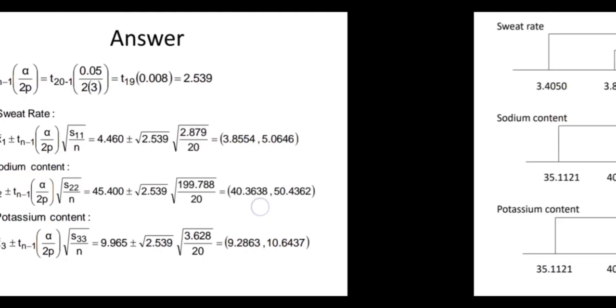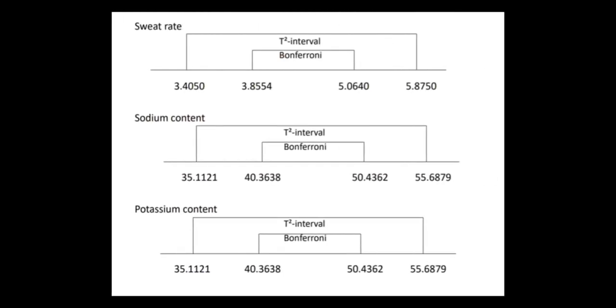Okay, so let's see the difference between T-square interval and Bonferroni interval. If you can see, the Bonferroni interval falls within the T-square interval. Betul tak? All of these for Bonferroni fall within the T-square intervals. The two Bonferroni intervals are contained in the rectangular region by the two T-square intervals.